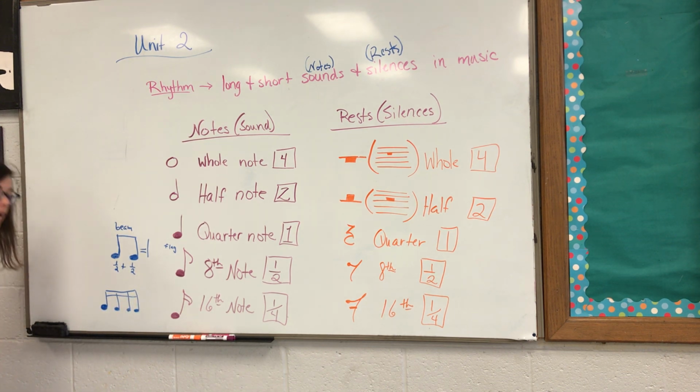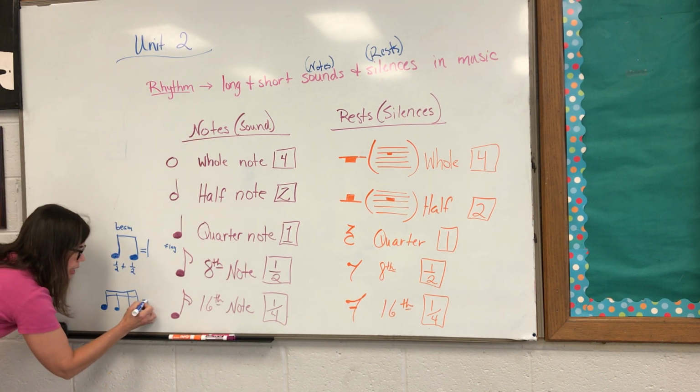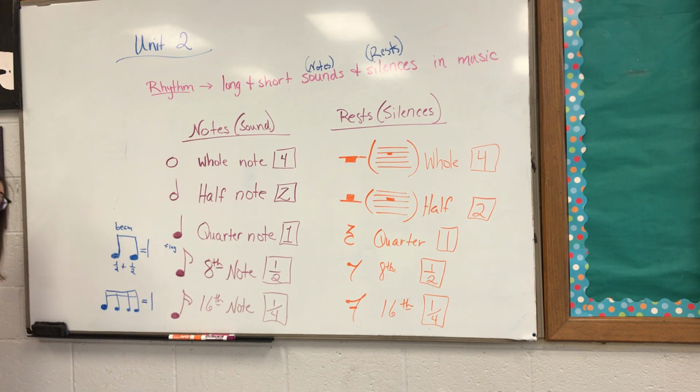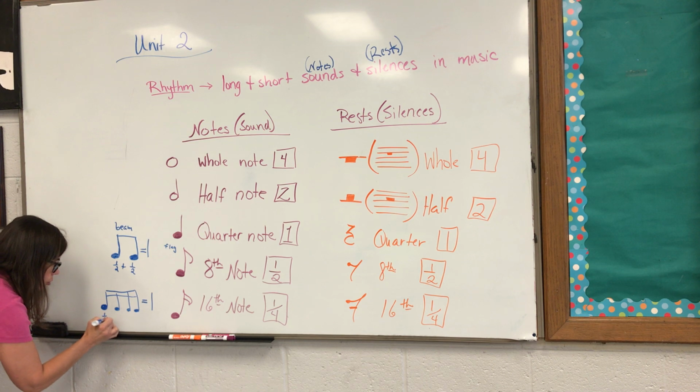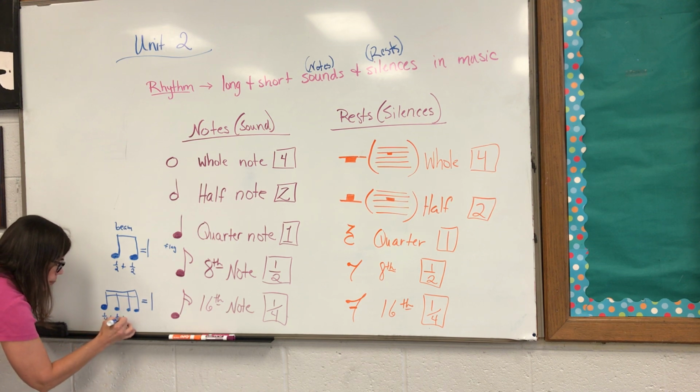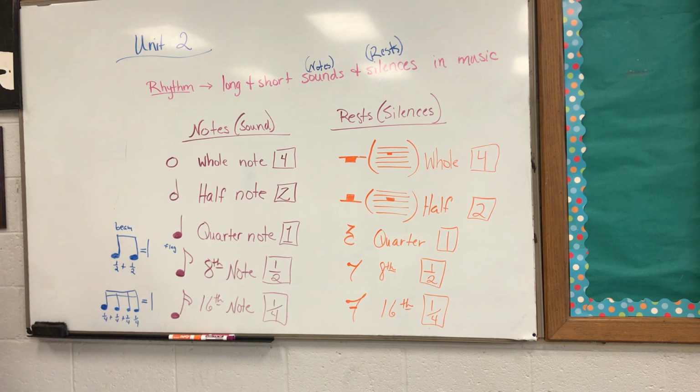So the reason why I joined 4 together is because that's how many it takes to fill up just one beat. So that's a quarter, plus a quarter, plus a quarter, plus a quarter, or a fourth plus a fourth plus a fourth plus a fourth equals 1. Okay? If you need to, pause now, get all these copied down. Okay? If not, we're going on to rests.